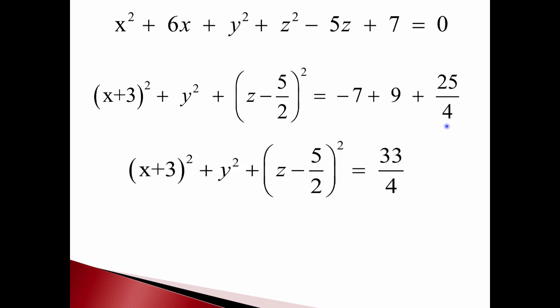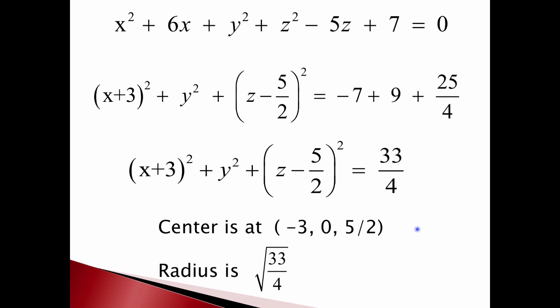And remember, it's always x minus the coordinate of the center, y minus the coordinate of the center, z minus the coordinate of the center. So my center is at -3, right? That x plus 3 we have to think of as x minus -3. So the center's at (-3, 0, 5 halves). And the radius squared is 33 over 4, so the radius would be the square root of that, the square root of 33 over 4.